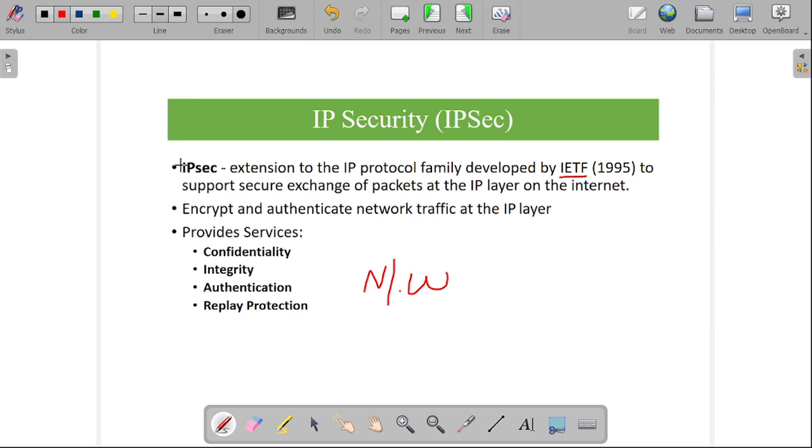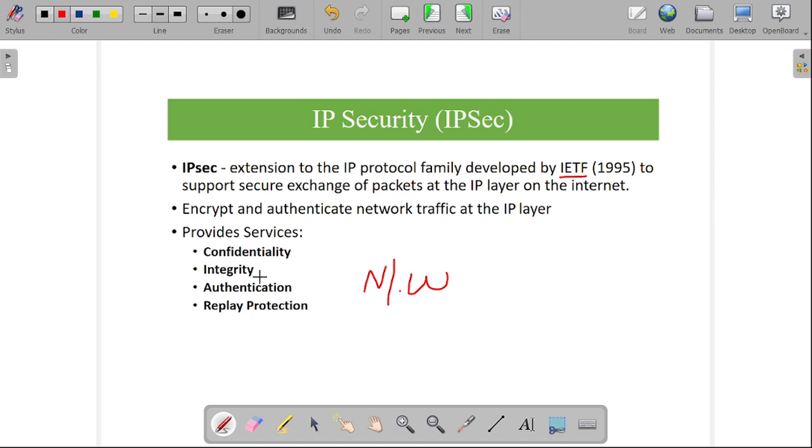That is, the traffic going from one host to another host, one network to another network, as well as one host to another network. It is used for encrypting and authenticating our network traffic at the Internet Protocol layer.